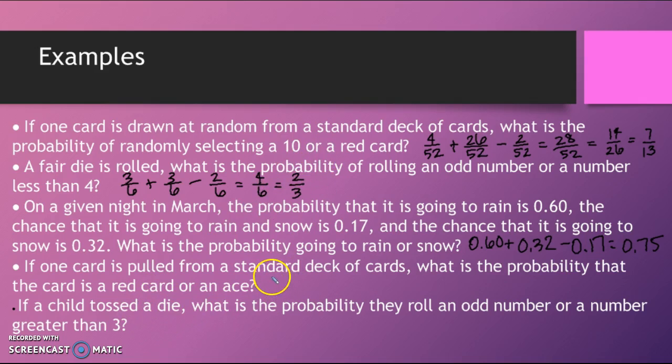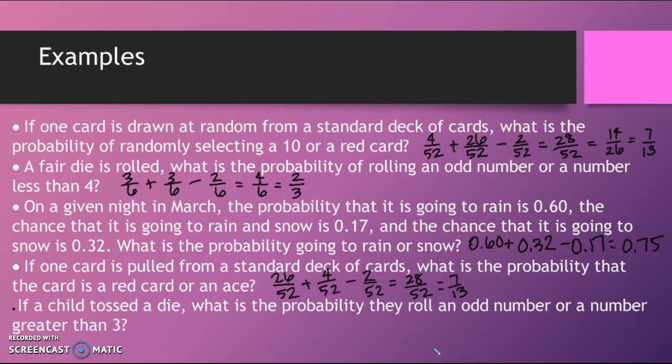So for it to be a red card, that's 26 out of 52. An ace is 4 out of 52. But I have the ace of hearts and the ace of diamonds, and we counted those twice. So I have to subtract those two, so they're only in there one time. 26 plus 4 minus 2 gives me 28, which just like earlier we said simplified to 7 over 13.